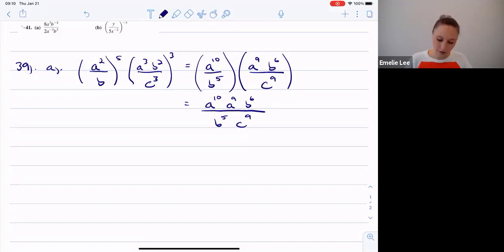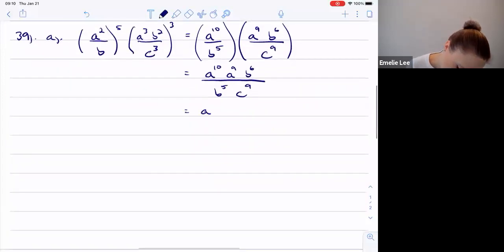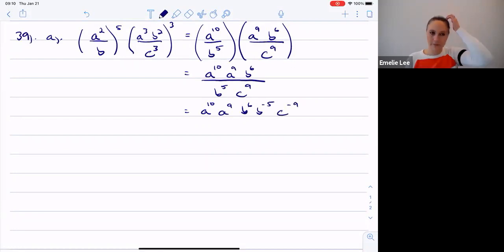Okay. So what I'm going to do, and there are a few ways that you can go about doing it, but what I'm going to do is bring this b to the power of 5 times c to the power of 9 upstairs to the numerator, by making these exponents negative. So what I'm going to have is a to the power of 10 times a to the power of 9, b to the power of 6 times b to the negative 5 times c to the negative 9. Just so I can have everything on the same playing field.